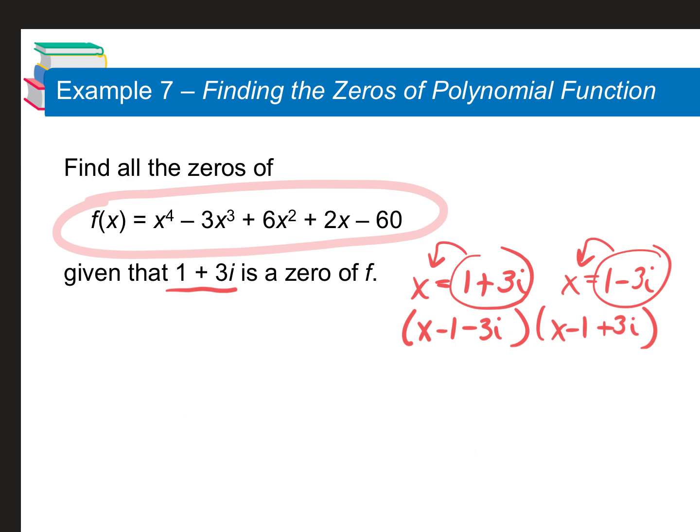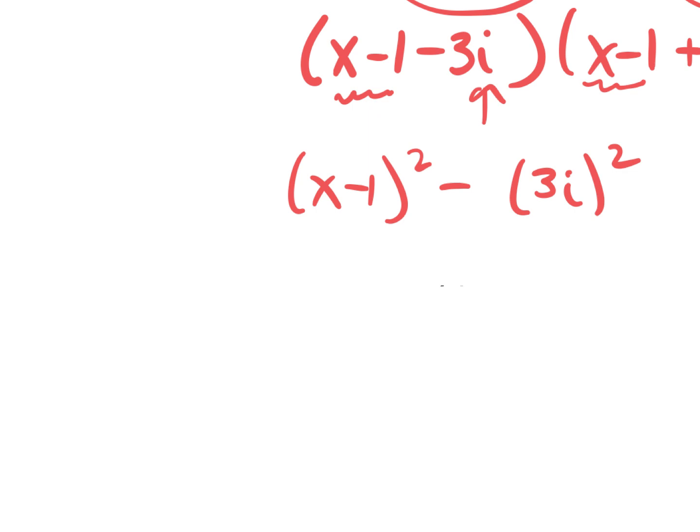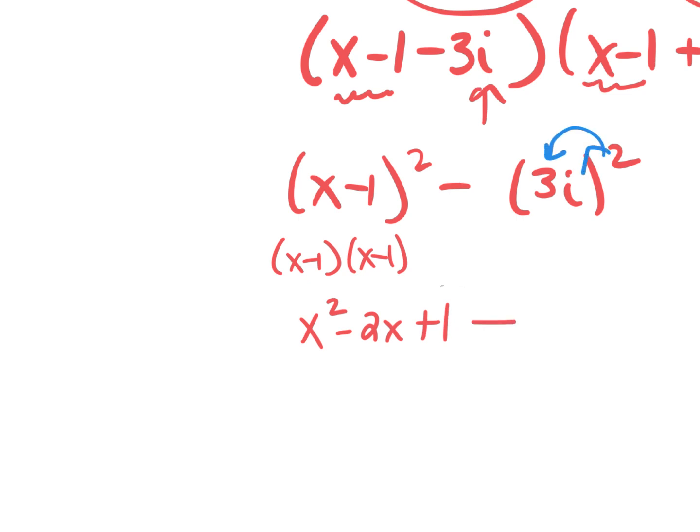Now, you guys can FOIL this together if you want. I'm going to use the shortcut. What's the first term? X minus 1 squared. What's the second term? 3i squared. Put a minus sign in the middle. So this is x minus 1 times x minus 1, which gives me x squared minus 2x plus 1. And I have a minus sign. Now remember, this 2 goes to the 3 and to the I. So what is 3i to the second power?